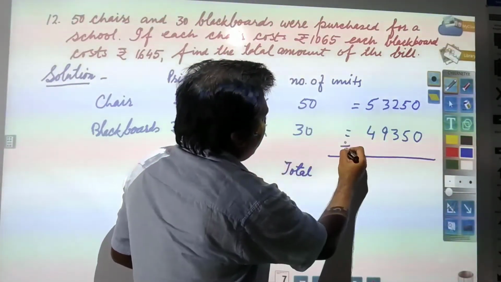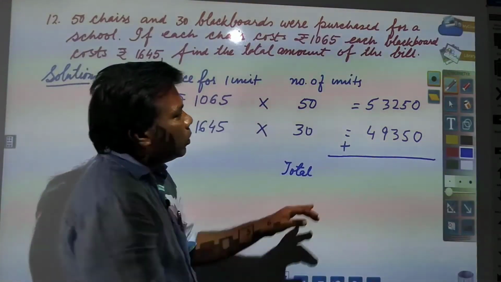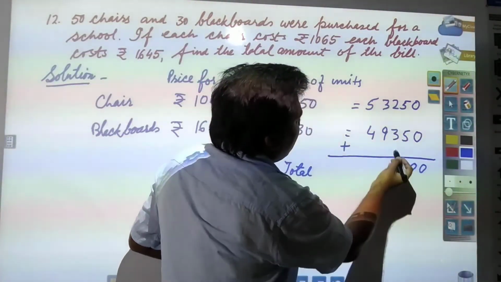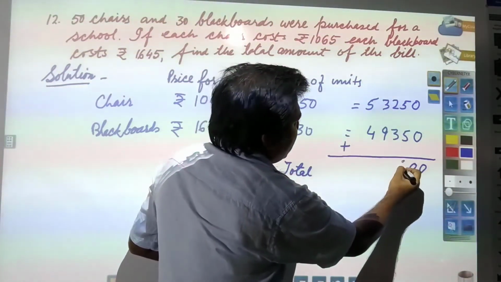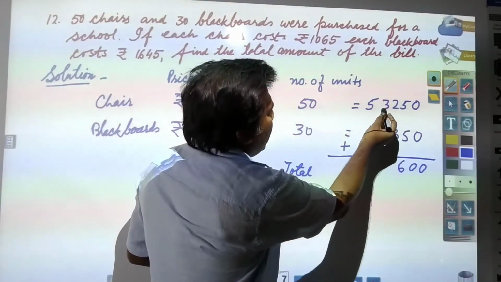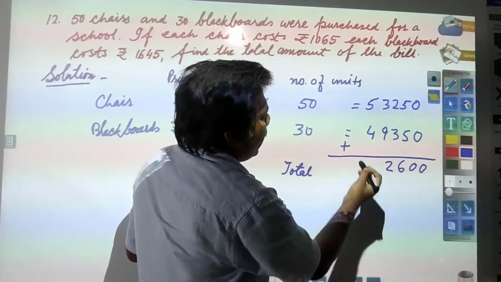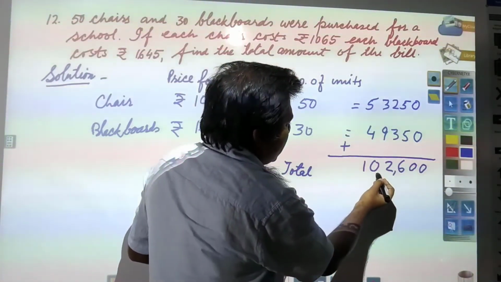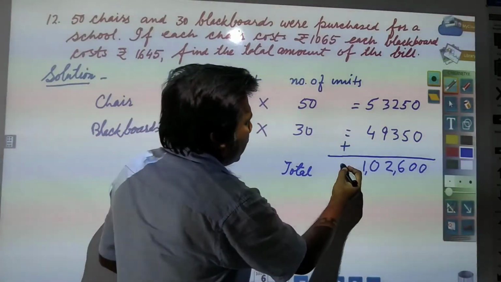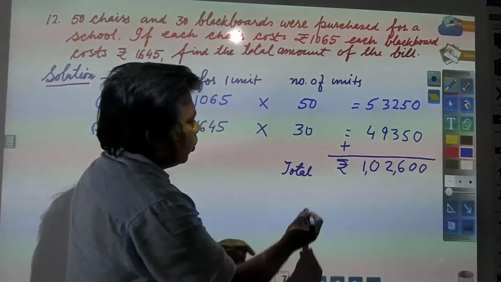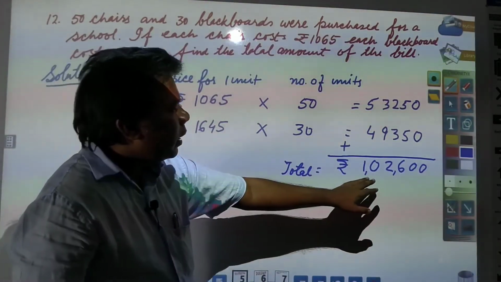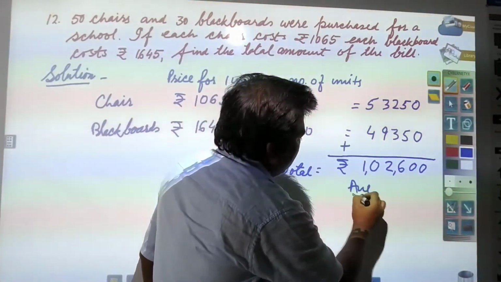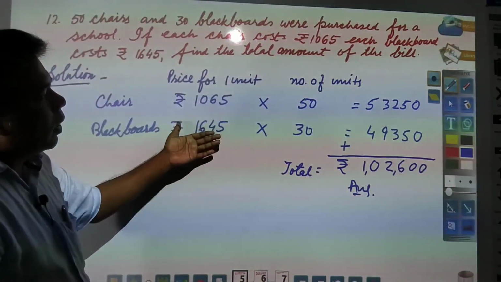Now this is required to be added together. So this will be 0 and 0 is 0, 5 and 5 is 10, 2 and 3 is 5 and 1 is 6, 9 and 3 is 12, 1 you have, this will be 10. Ones, tens, hundred, thousand, 10,000, lakh. 1 lakh. Total bill will be 1,02,600 rupees, and this will be your answer. So in this way this is required to be done.